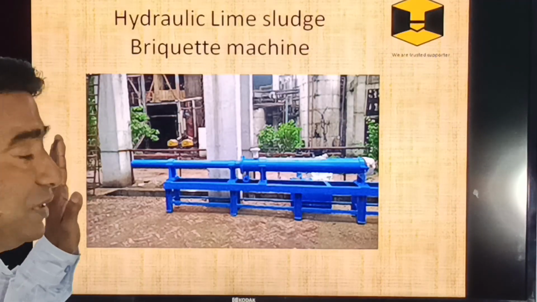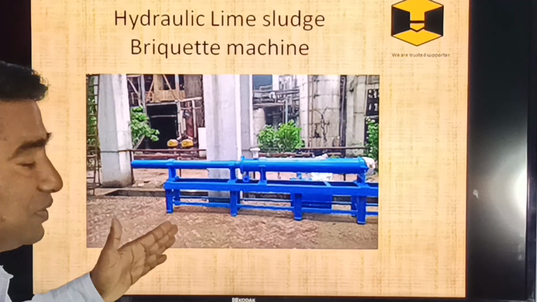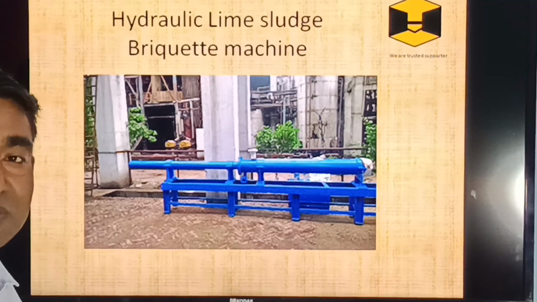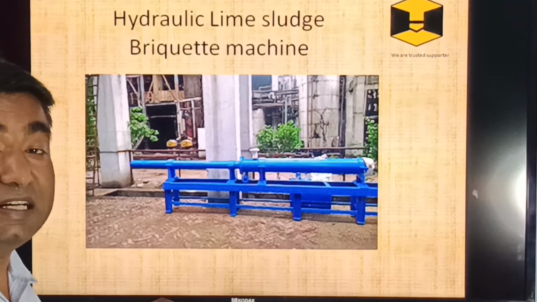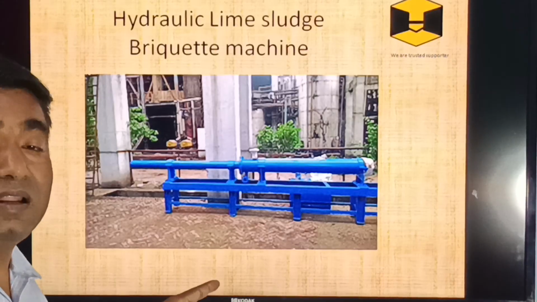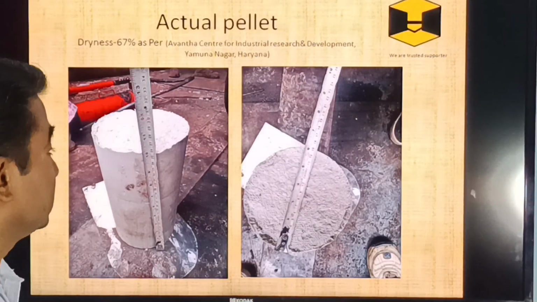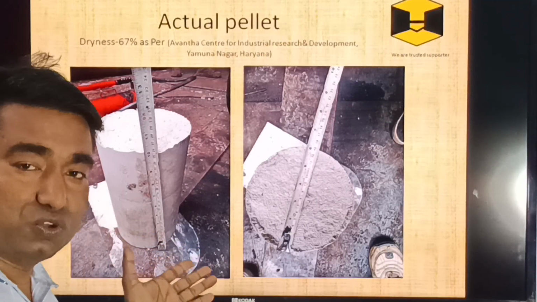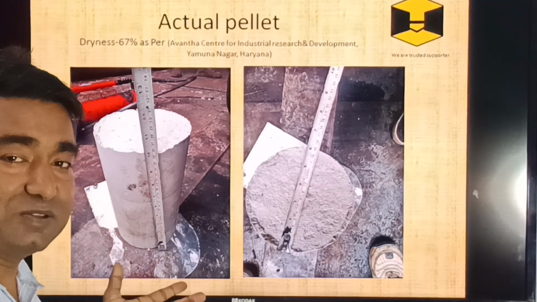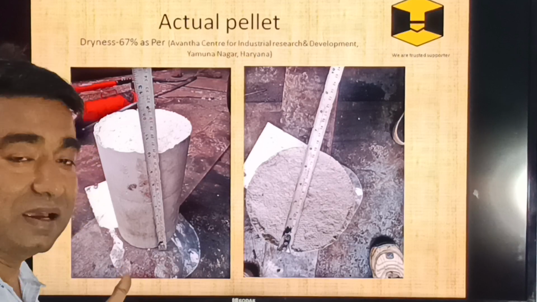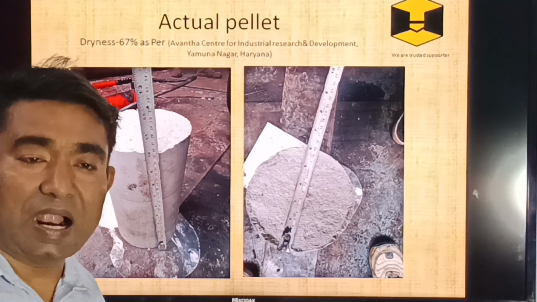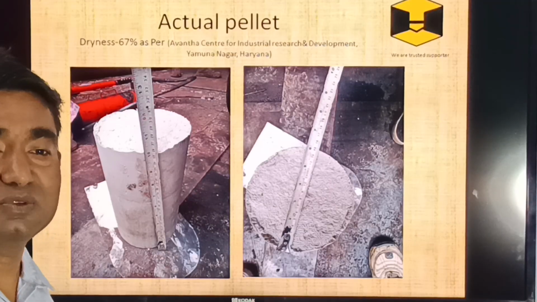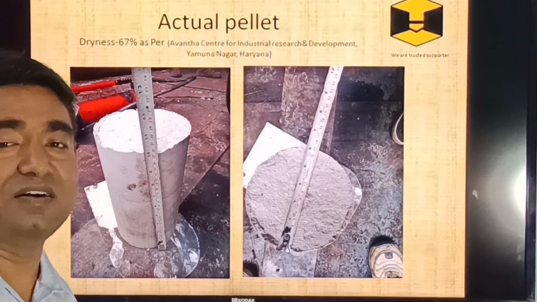So how will it happen? This is the lime sludge briquette machine, which is hydraulically compressing the sludge into briquettes. I will let you know how it actually works in the lime kiln pre-dryer. These are the actual pellets produced by this lime sludge briquette machine, which compresses the lime sludge into briquettes. It is hard enough and close to limestone, though we cannot say it is limestone, but it is hard enough, which fulfills our purpose.